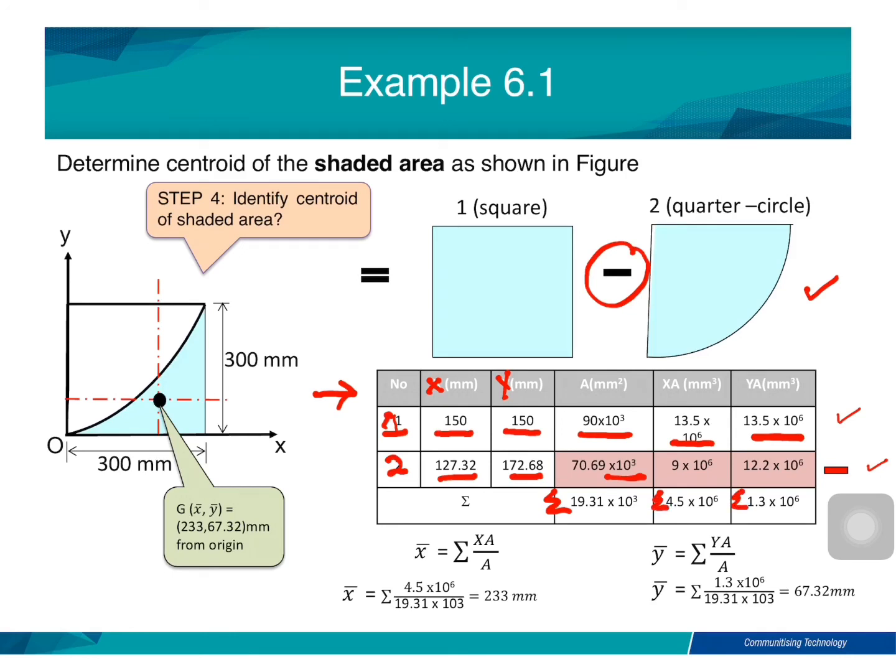We want to determine the coordinate for the X bar, which is equal to the summation of XA divided by the summation of area. So here the X bar is equal to 4.5 times 10 to the power of 6 divided by 19.31 times 10 to the power of 3, so we have 233 millimeter. And here for the Y bar, it is equal to the summation of YA divided by the summation of area, so we have 67.32 mm. So you can locate this is for the Y bar, and this is for the X bar. Okay, understand?